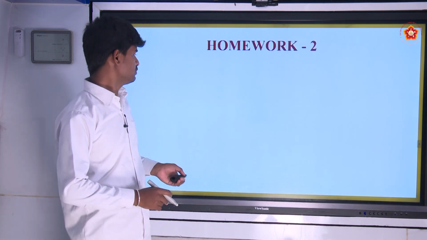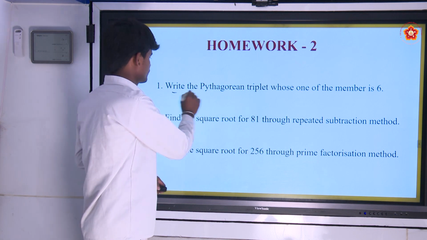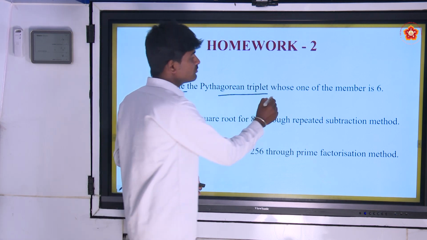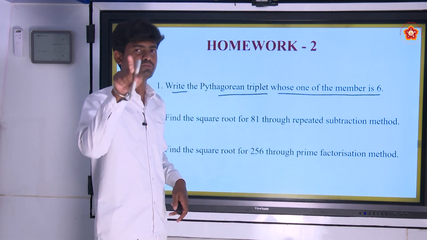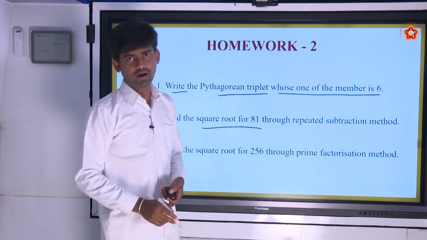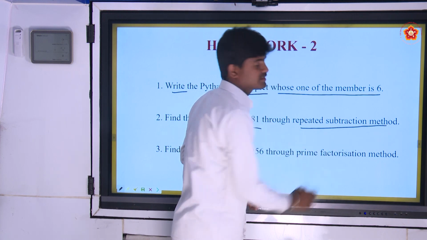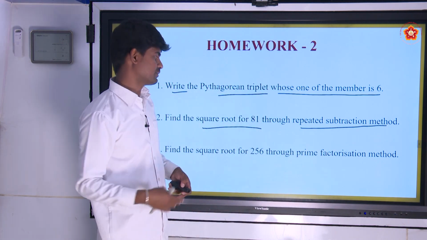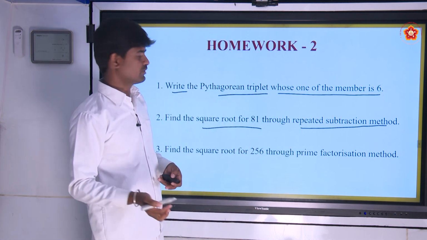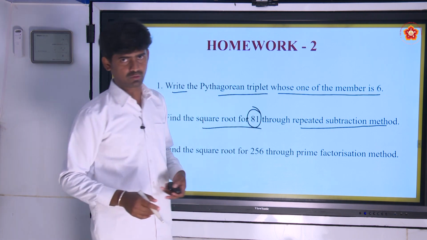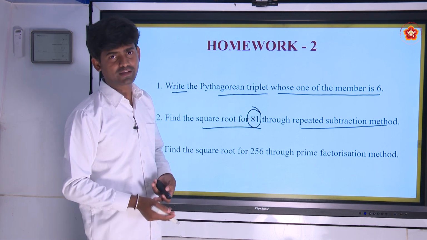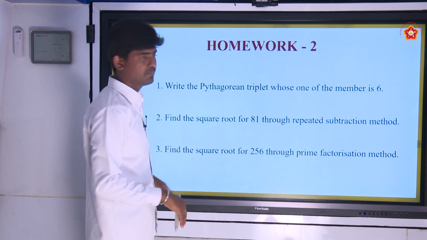Homework 2. First question: write the Pythagorean triplet whose one of the members is 6. Second one: find the square root of 81 through the repeated subtraction method. Through the repeated subtraction method, you have to subtract consecutive odd numbers from 81 till we get 0. If we get 0, it is a square number. If you do not get 0, it will not be a square number.